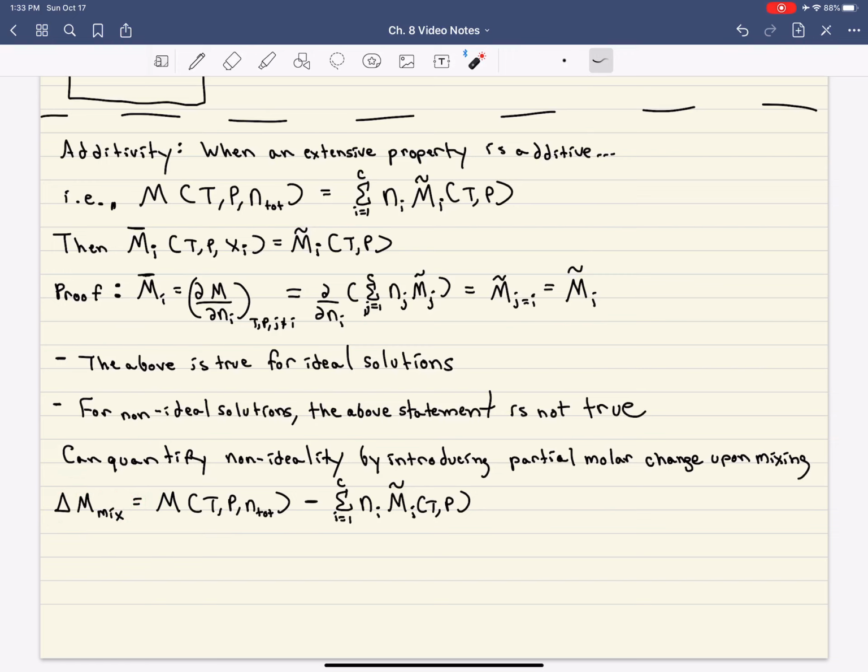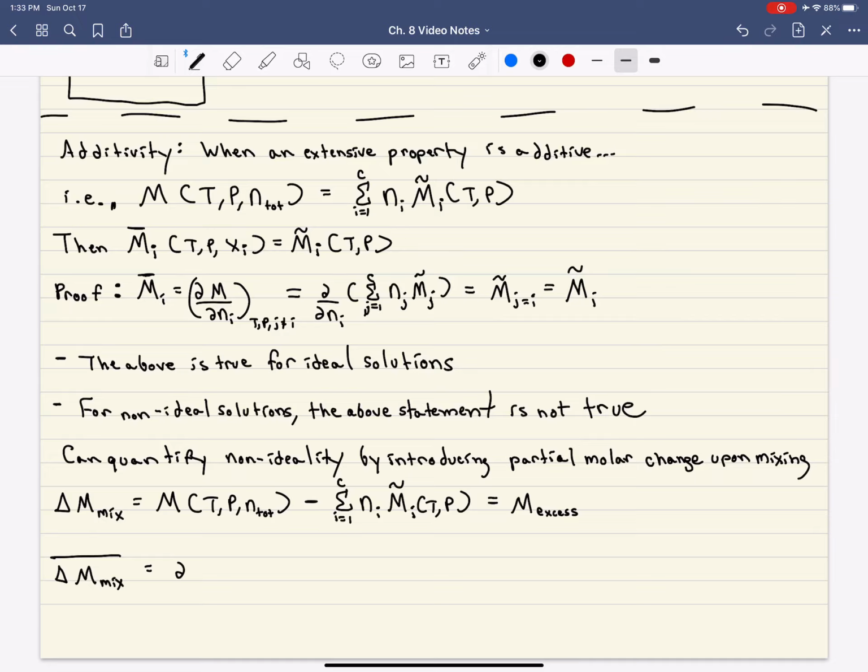I'll say at this point that you'll also see this referred to as your excess value, M excess. And just to make sure you're not confused, delta M mix and M excess are the same exact things. But your book uses delta M mix, so that's the terminology that I'm going to use. This is the extensive form of delta M mix. But we could also define a partial molar form of delta M mix, so with the bar over it.